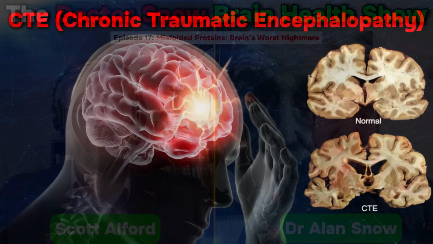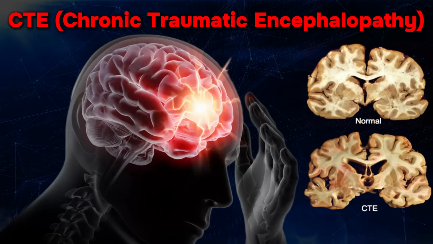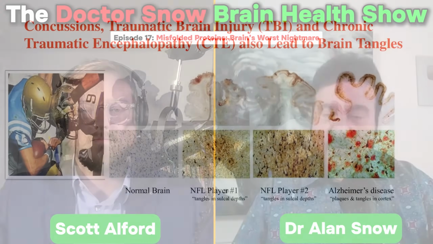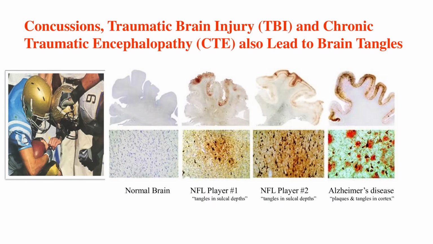In CTE, think about football players, it's in a different portion of the brain, and they get emotional outbursts. So they get some different clinical signs. It's in different areas of the brain that are not necessarily involved in thought and memory. It's more involved in emotion. The grooves of the brain are very involved in emotion.